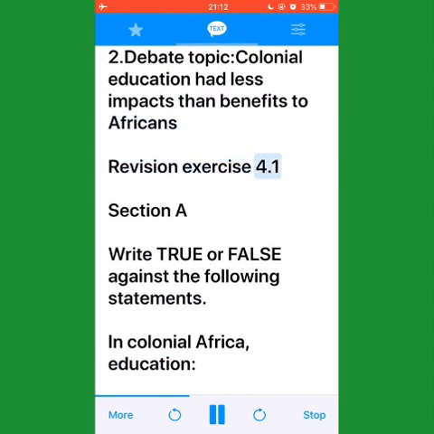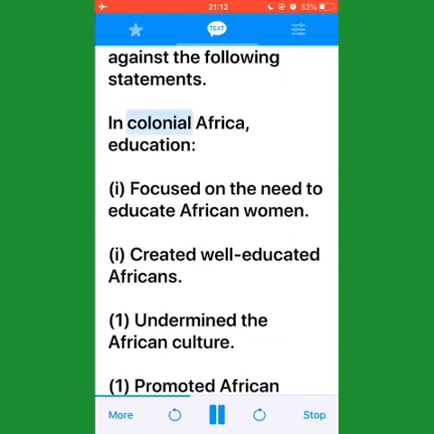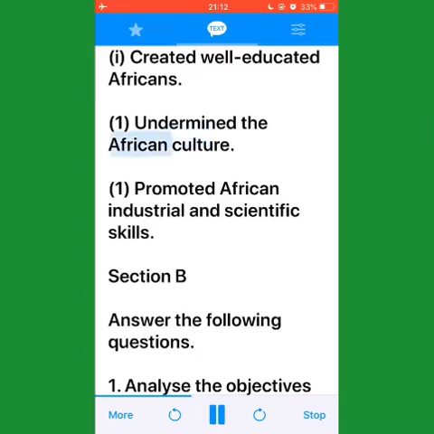Revision exercise 4.1. Section A. Write true or false against the following statements. In colonial Africa, education: focused on the need to educate African women; created well-educated Africans; undermined the African culture; promoted African industrial and scientific skills.